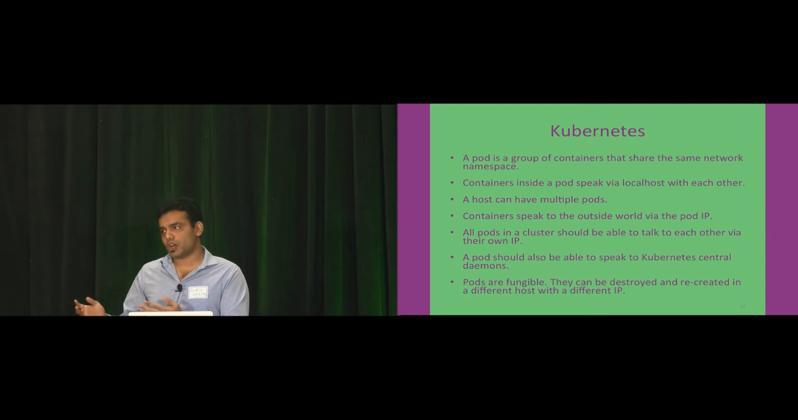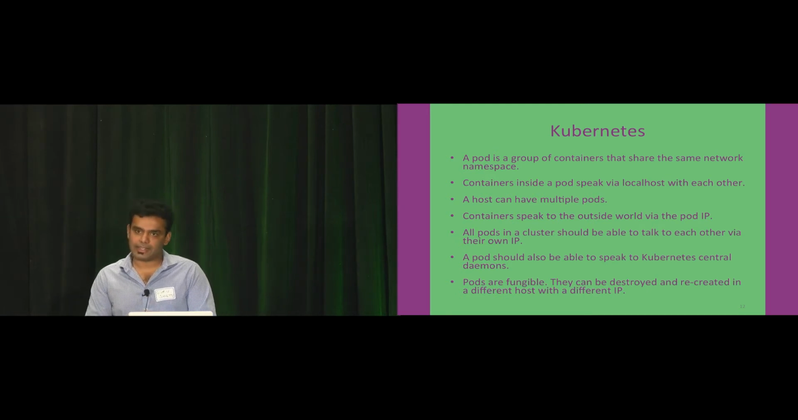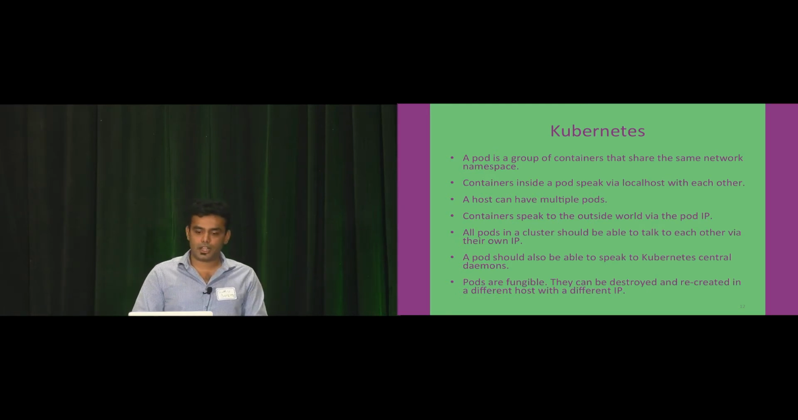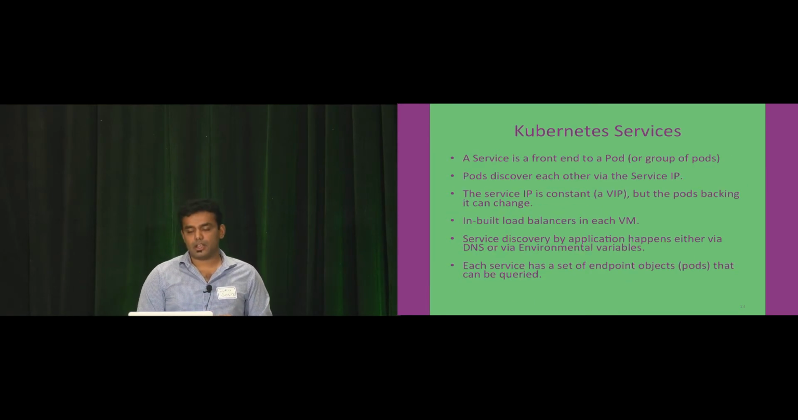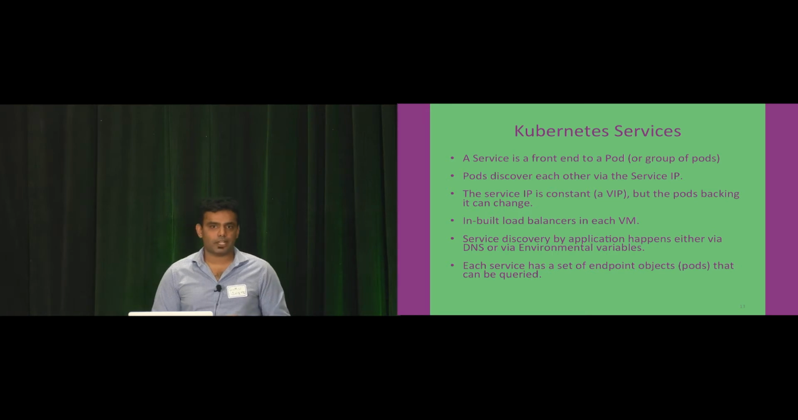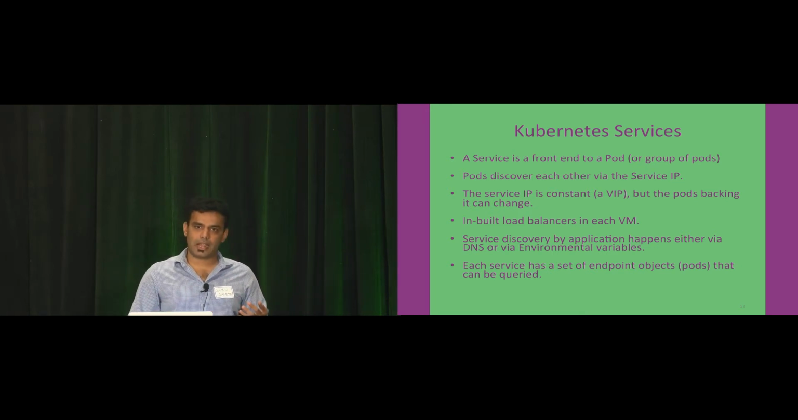And another Kubernetes thing is that they say pods are fungible. So you can create and destroy pods. They can get recreated on any different VM, and they could have any different IP address. So when your IP address changes so fast, how do you make sure that you can actually access that application? So for that, Kubernetes has something called a service. A service is a virtual IP address, and it backs a bunch of pods.